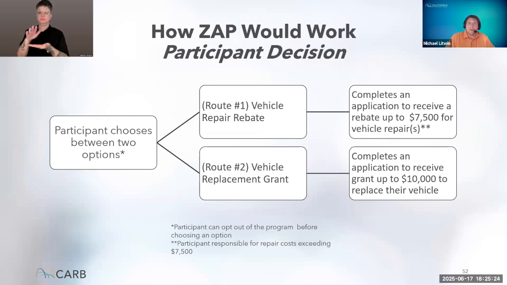Route 1 is a vehicle repair rebate that would cover up to $7,500 for repairing the vehicle. The participant would be responsible for any costs exceeding this amount. Again, the participant would be informed of the final cost before choosing this option. Route 2, vehicle replacement grant, would cover up to $10,000 for a replacement vehicle. The participant would also have the option to exit the program at this point if they choose to do so.